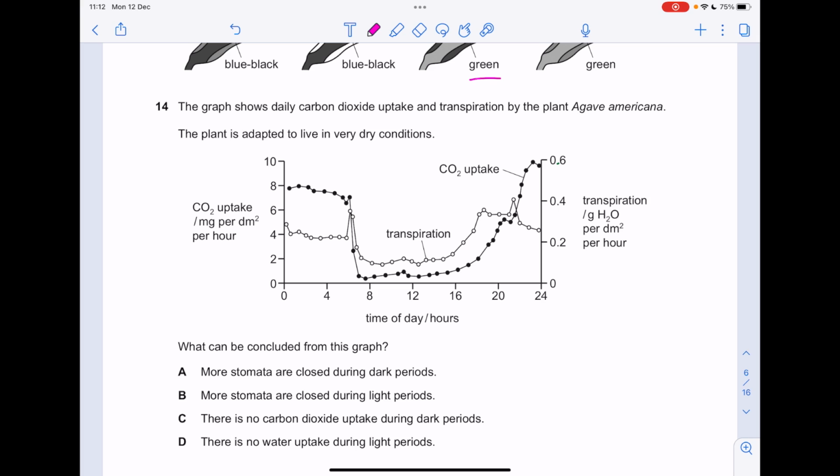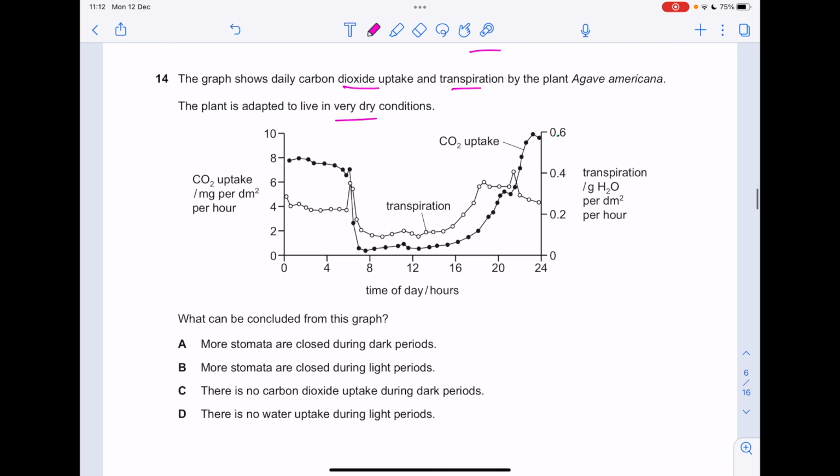The graph shows daily carbon dioxide uptake and transpiration by the plant Agave americana. The plant is adapted to live in very dry conditions. What can be concluded from the graph? Okay, this is quite hard. Transpiration is all to do with water loss. So remember, a plant in very dry conditions will not want to be losing much water. However, it also needs to keep the stomata open at some point to allow carbon dioxide into the leaf for photosynthesis.